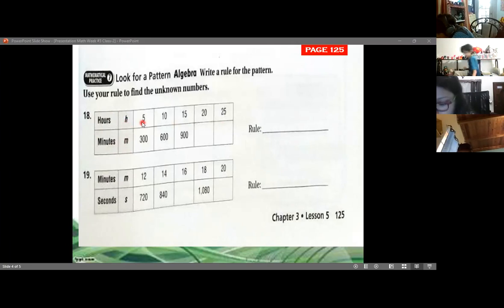So when we have 5 hours, we will have 300 minutes. When we have 10 hours, we have 600 minutes. When we have 15 hours, we have 900 minutes. So we're looking for the minutes for 20 hours and for 25 hours. How can we find this?